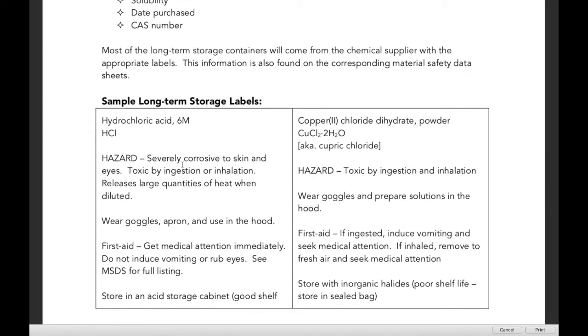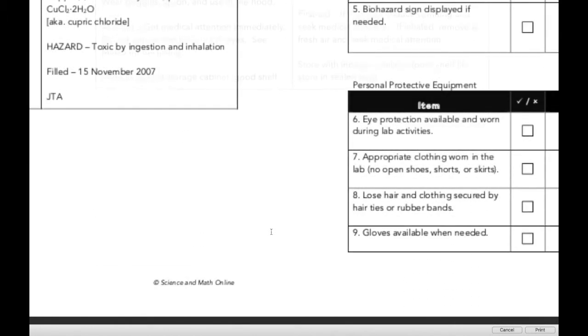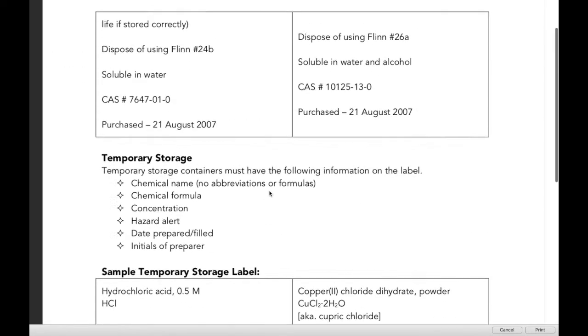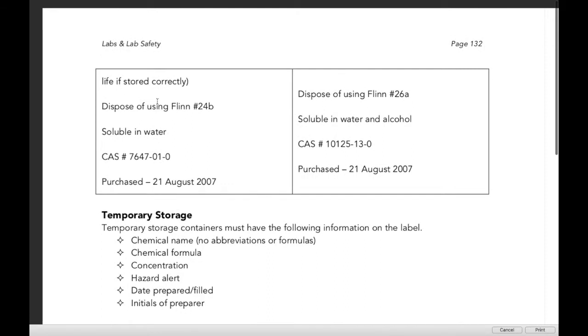Hazard for hydrochloric acid, 6 molar: severely corrosive to skin. You need to wear goggles, apron, and use the hood. First aid: get medical attention immediately. Do not induce vomiting or rub eyes. And then I say see the MSDS sheet for more details. Store in an acid cabinet. It has a good shelf life. It moves on into the next page. If stored correctly, dispose using Flynn's Guide 24B, soluble in water. There's the number. This one we purchased.